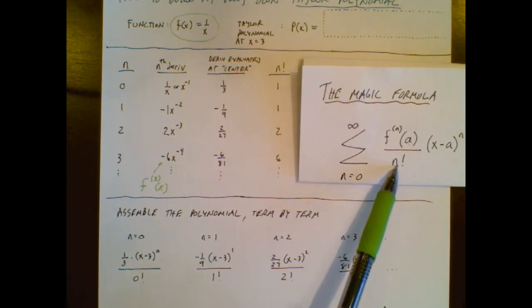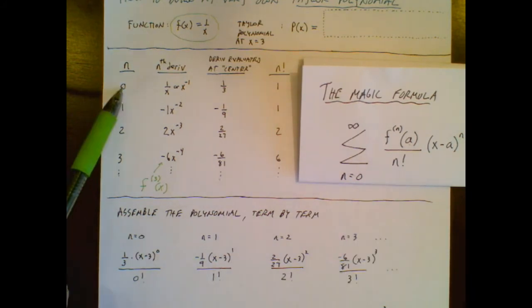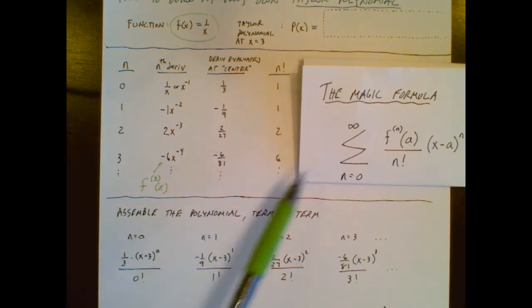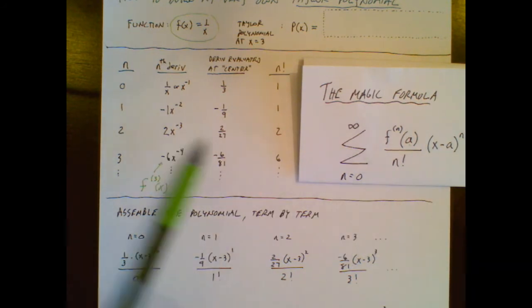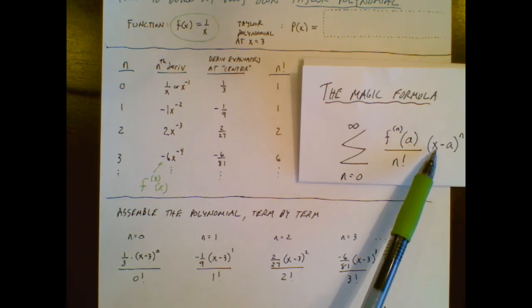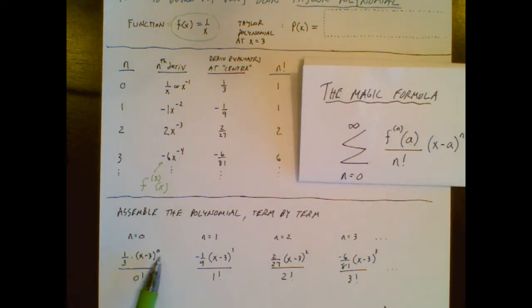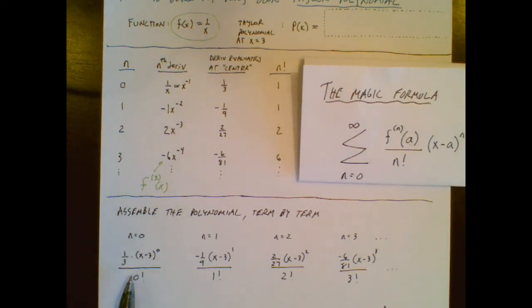N factorial in the denominator, well, 0 factorial is 1. That's kind of a weird thing. But I'm going to write 0 factorial, and eventually I'll turn that into a 1. And then the other piece doesn't come from here because it's this easy. I just literally write x, that stays always, minus 3 to the 0 power. So I'm going to do that for every n. You don't need me to explain my way through it, but I'm just going to go over to n equals 2 to show you one more example.